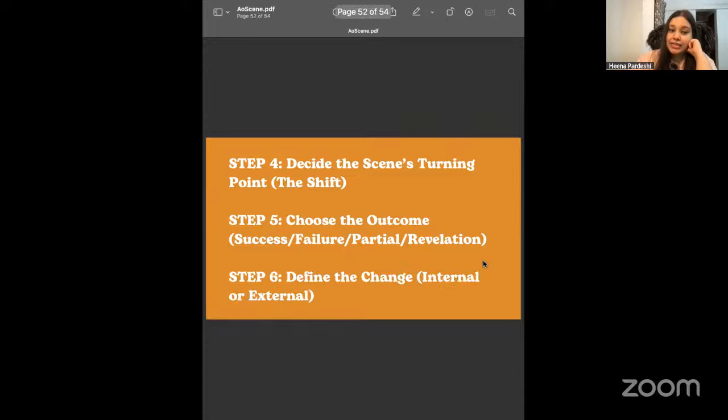Then we have the sixth step, that is define the change, which can be internal or external. Ask yourself, how is the character or story different now? There must be a shift, even if it's a subtle one. External change examples: new information, new danger, new clue, new alliance, new obstacle. Internal change examples: a new fear, a doubt, realization, desire, shift in loyalty, crack in their confidence, spark of hope. Change is what separates a scene from filler.